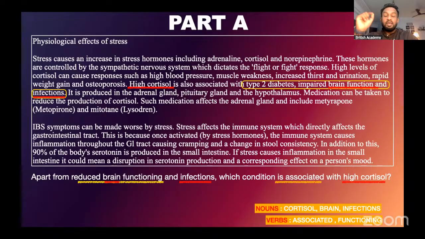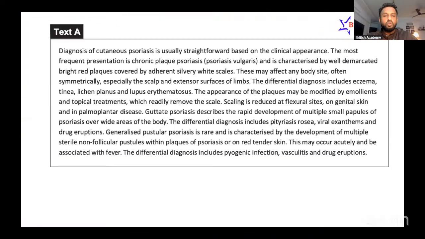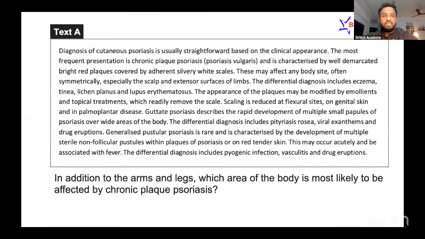My question was apart from reduced brain function and infection. So already two conditions were mentioned. I just had to find the third condition. So wherever I find impaired brain function and infection, the very next thing to that you'll find is the third condition. The answer is type 2 diabetes. Good. Now, let's go for some more questions.